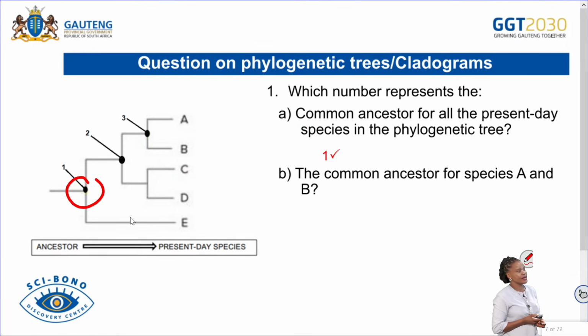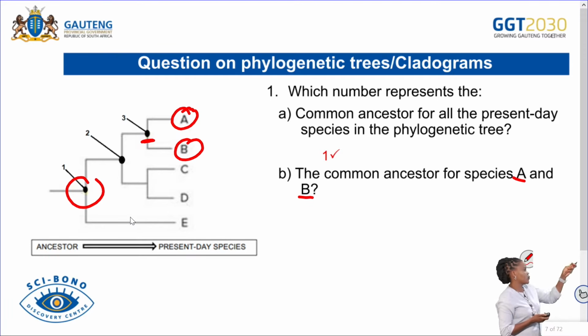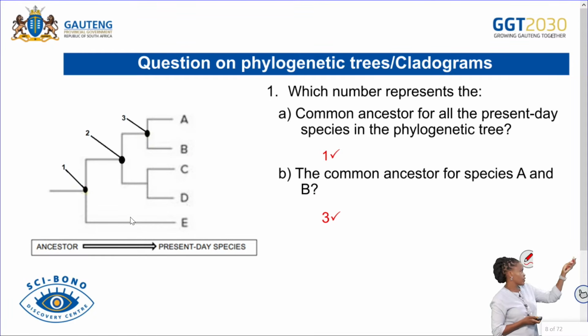The second question on this diagram asks about the common ancestor for species A and B. Which number represents the common ancestor for species A as well as species B? So these are the descendants of what? Of that common ancestor, which is number 3. So can you see it's so simple to answer these questions.